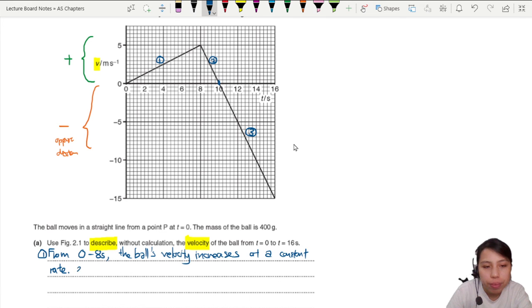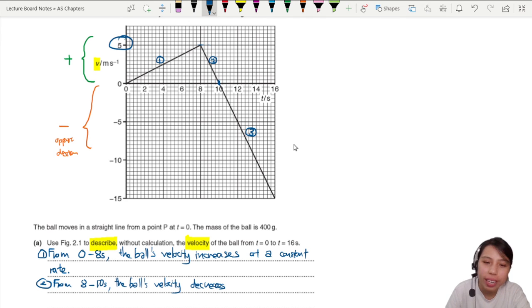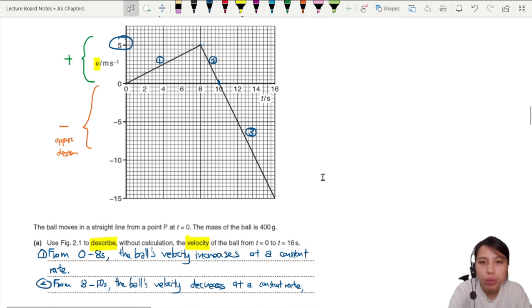Then stage 2. What happens next? Okay, maybe we write down there, next line. You see the value, it decreased, right? From 5, it dropped down to 0. So you can say from 8 seconds to, when did it drop to 0? 10 seconds. The ball's velocity now decreases or goes down. At what rate? Straight line, so we say at a constant rate. Then stops. I guess we could mention that also.